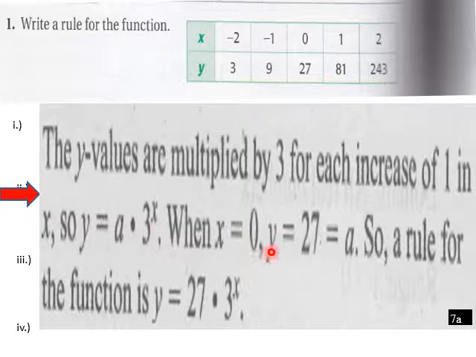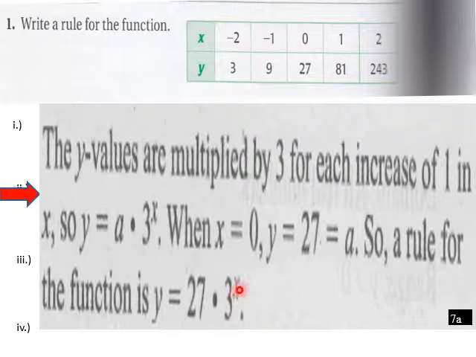When x equals 0, y equals 27 equals a. So that would equal our a. So a rule for the function is y equals 27 times 3 to the x. It's multiplied by 3. And then when x equals 0, y equals 27. So that gives us 27 times 3 to the x.